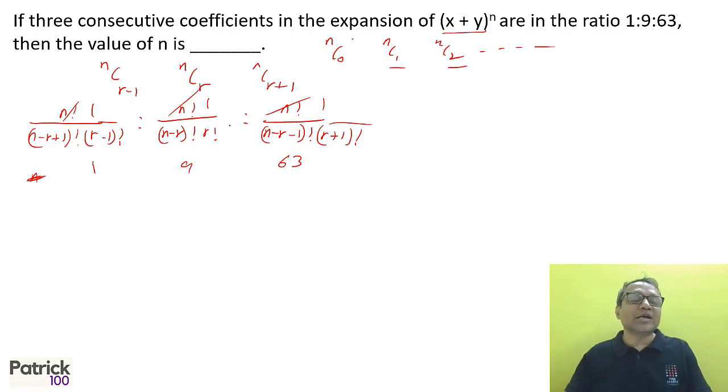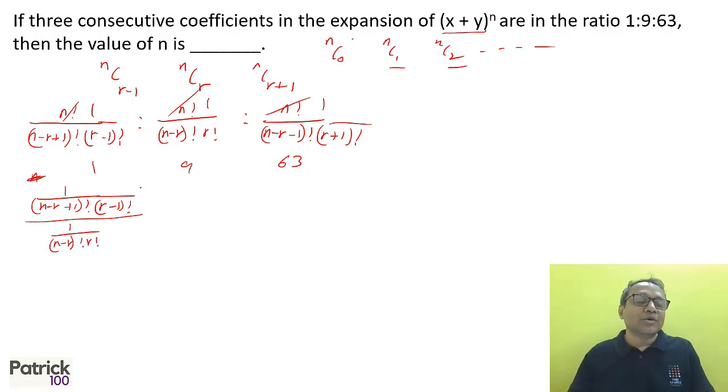Now take the ratio of first and second. If you take a ratio of first and second, which is 1 and 9, so what do you get? 1 upon (n minus r plus 1) factorial into (r minus 1) factorial upon 1 upon (n minus r) factorial into r factorial. This goes on top, becomes (n minus r) factorial into r factorial upon (n minus r plus 1) factorial into (r minus 1) factorial.